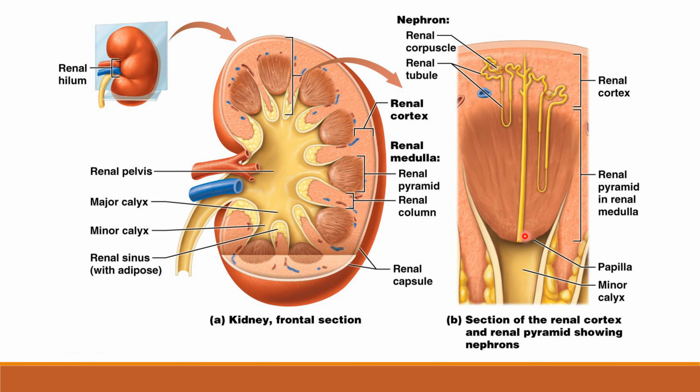Here is another cross section showing to us how the glomeruli of the nephrons are located in the cortex. This is the pale area, and how the renal tubules are present in the pyramid, and this is, as I mentioned, responsible for giving the punctate appearance to the cortex and the striated appearance to the pyramid.